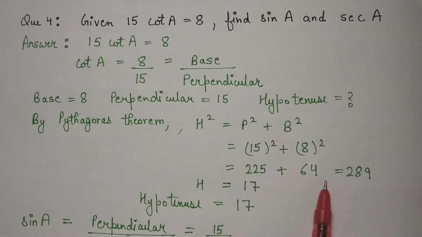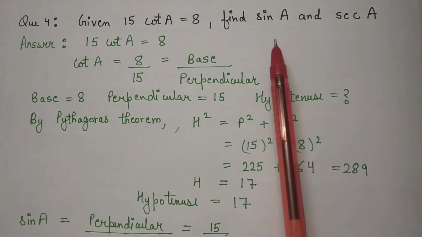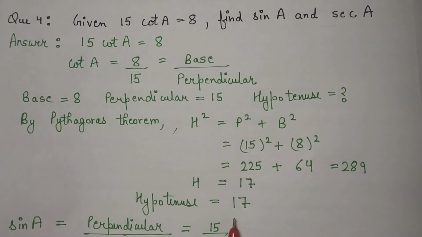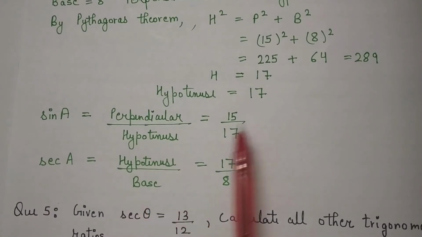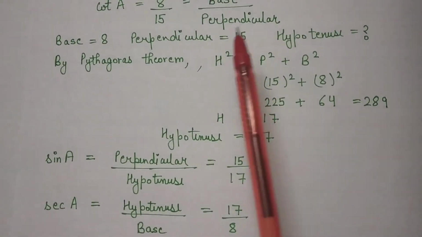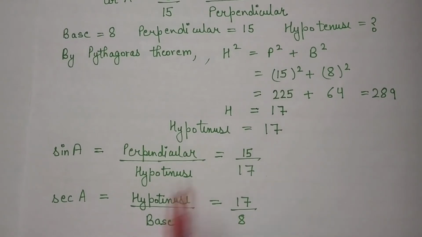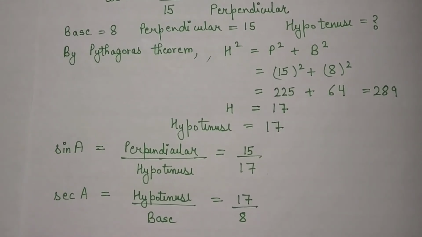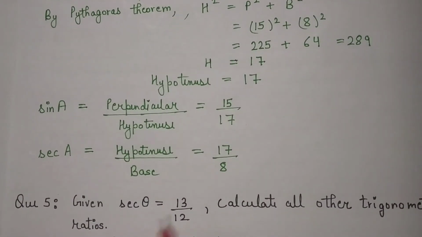Putting the values, taking the squares, adding, we get 289, and removing the square now, the hypotenuse is equal to 17. Now sin A and secant A can be easily found out because we have base, perpendicular and hypotenuse. Sin A is perpendicular by hypotenuse, 15 by 17. Secant A is hypotenuse over base. You only need to find the third side in these types of questions and remember the formulas of trigonometric ratios and the acute angle thing. That is really important. Rest all is easy really.